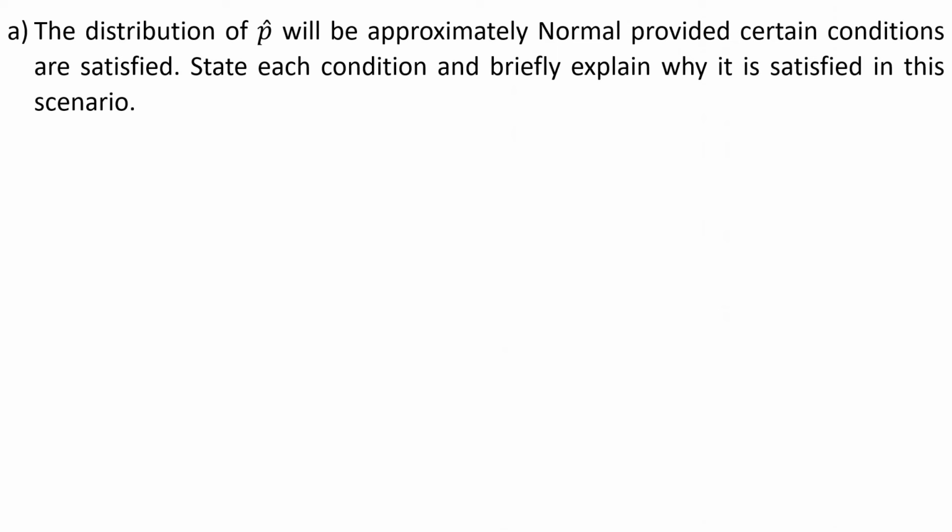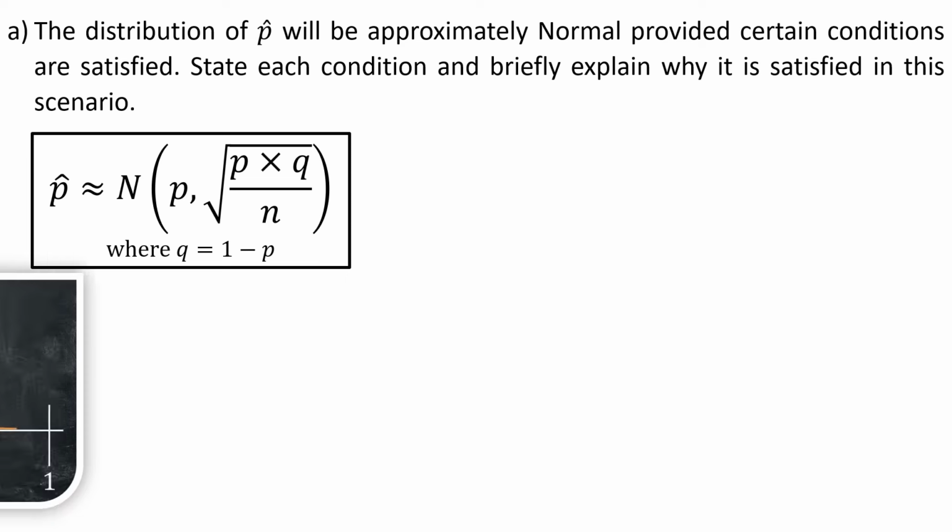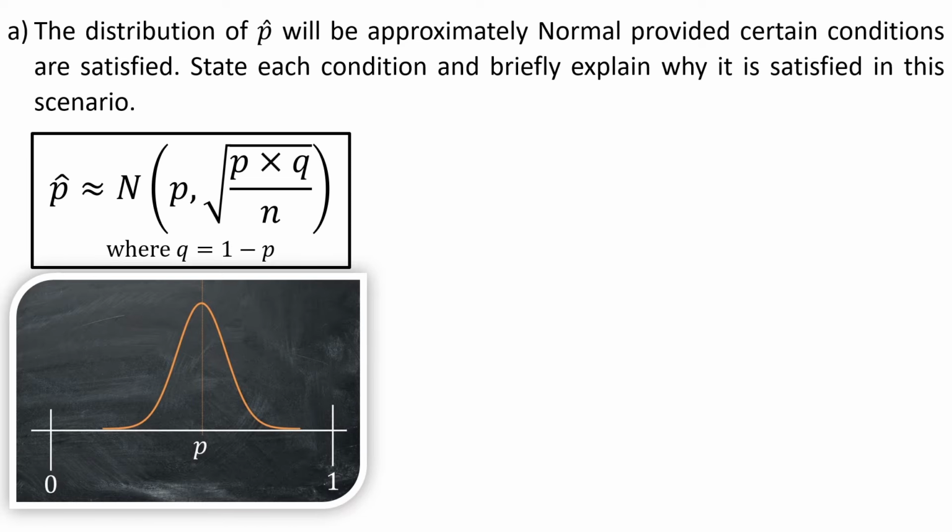So first, the distribution of p hat will be approximately normal, provided certain conditions are satisfied. State each condition and briefly explain why it is satisfied in this scenario. And so what we're talking about is, under certain conditions, the distribution of p hat is approximately normal, centered at the population proportion, and with a standard deviation which is a function of that population proportion and of the sample size. And so it might look something like this.